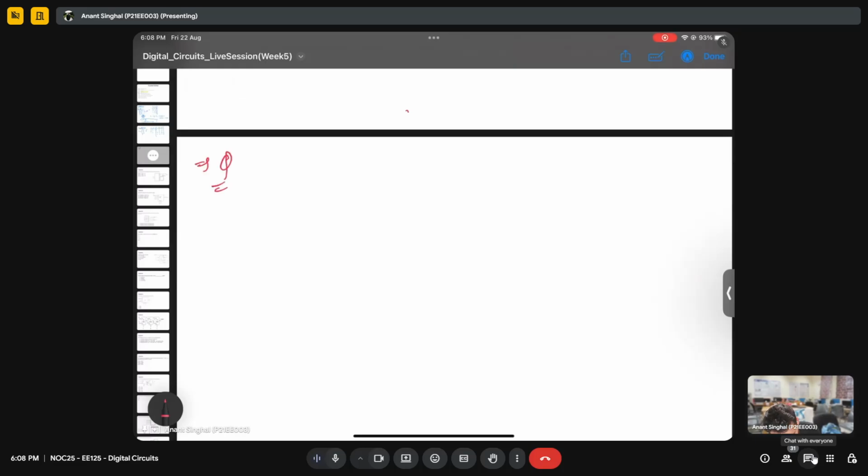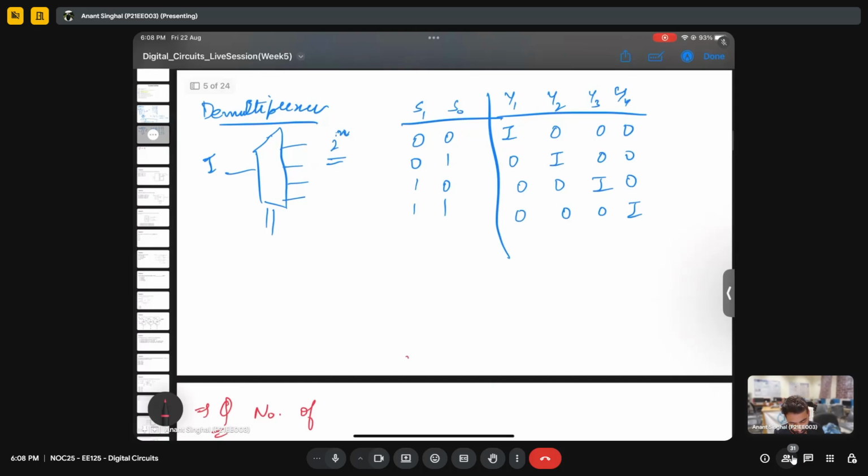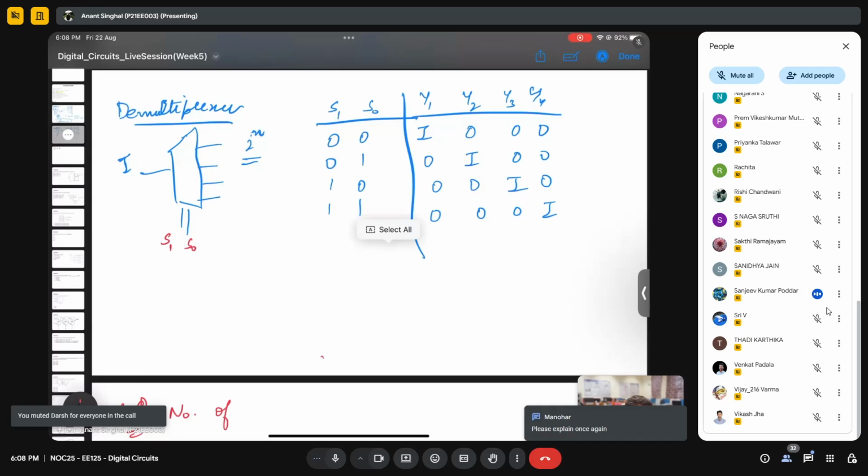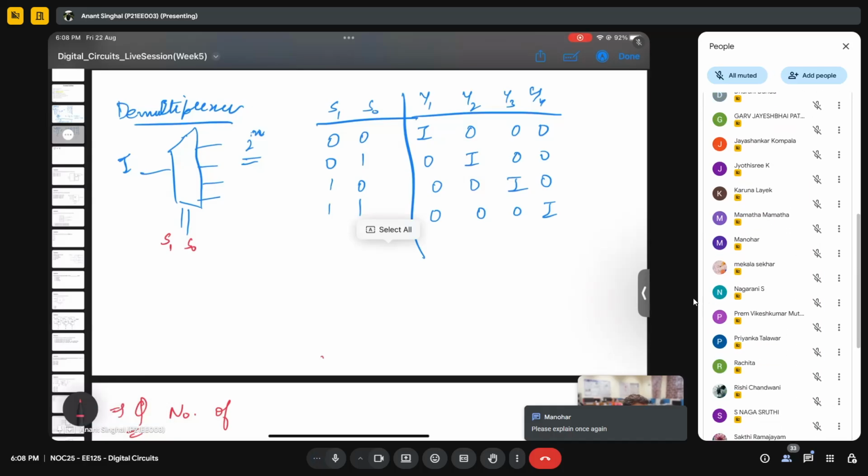So let's start with some questions. Let's say my first problem is... Sir, hello. Yes, yes. Sir, one input and four outputs, please explain a bit. Yeah, yeah. As I said, are you asking about the demultiplexer? Okay. Can you please mute yourself? As with the multiplexer, the demultiplexer is completely opposite of that. Yes, sir. Yeah, please mute. Yeah, fine.